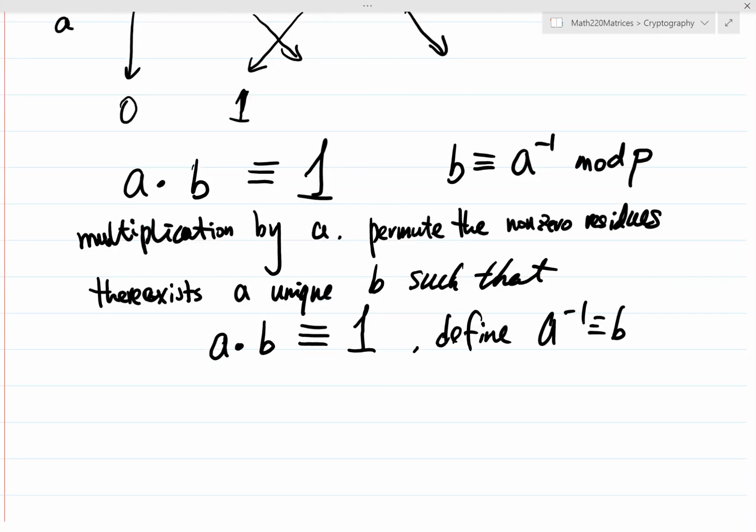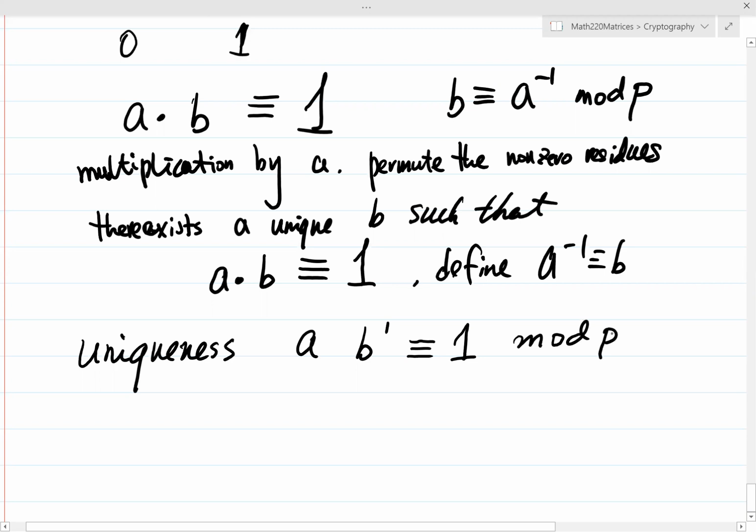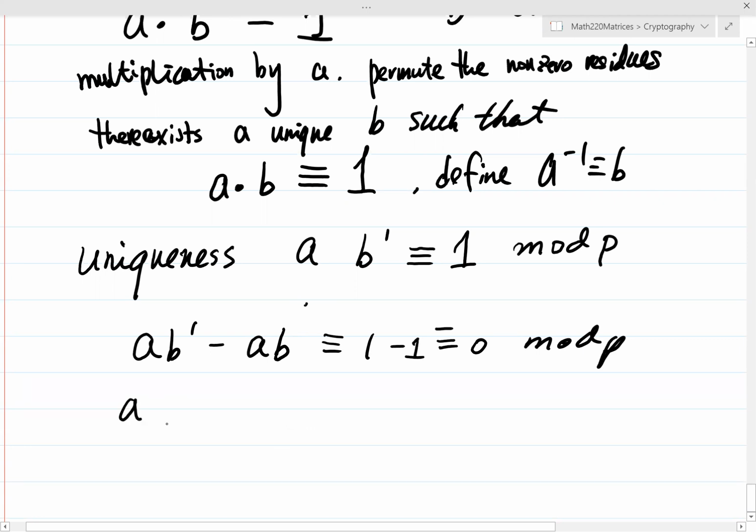Because if you have another b, then we have this uniqueness. We can find the uniqueness by supposing another b prime, so a times b prime is congruent to 1 mod p. Then a b prime minus a b is congruent to 1 minus 1, which is congruent to 0 mod p. Okay, this means a times (b prime minus b) is congruent to 0 mod p.